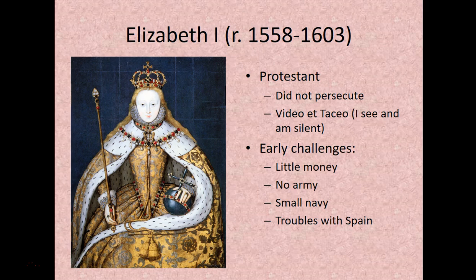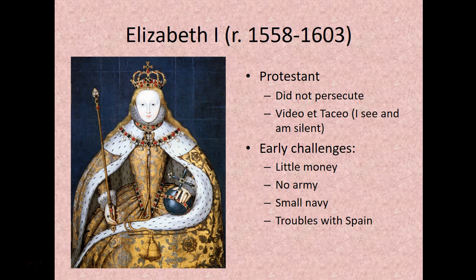And then, once Mary died, Philip, her husband, had gone back to Spain. The Spanish aren't really happy that there's now a Protestant queen on the throne. They'd much rather have another Catholic on there. So there are some troubles with Spain based on Elizabeth being Protestant, and still some ill feelings towards the way that Catherine of Aragon had been treated.